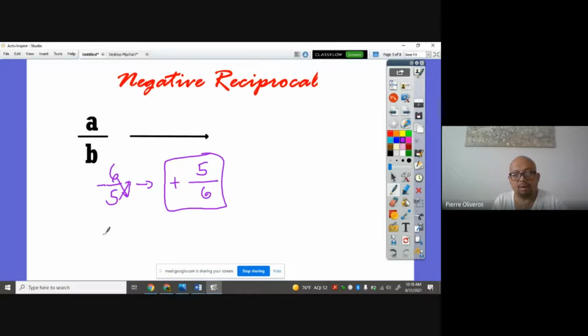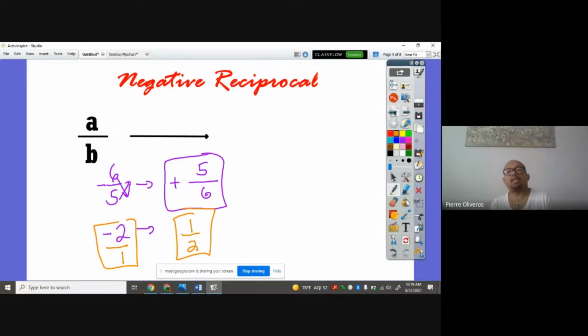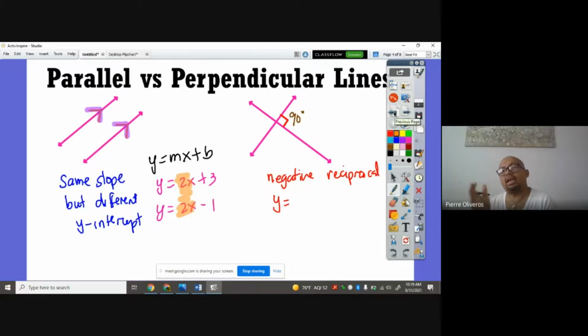What about -2? What's the negative reciprocal of -2? We know that there's an invisible 1 under the 2, -2. So that becomes 1 over 2. And since this is negative, this will be positive. So the answer is 1 half. It is important that we know what negative reciprocal is, because this is the definition for us to identify if two lines given in their equations are perpendicular.